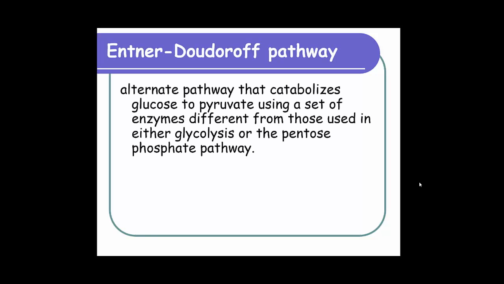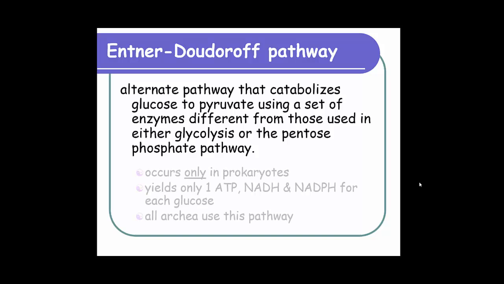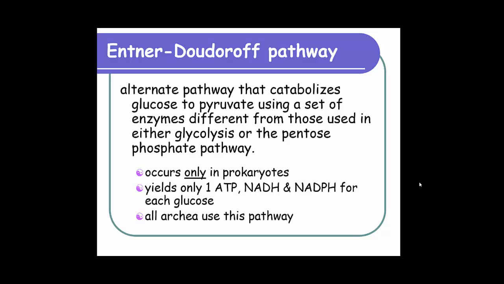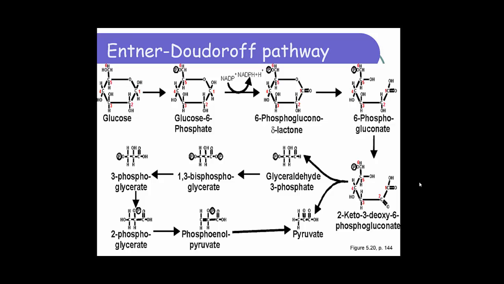The Entner-Doudoroff pathway, an alternate pathway that catabolizes glucose to pyruvate using a set of enzymes completely different from those used in either glycolysis or pentose phosphate pathway. The Entner-Doudoroff pathway, when it does occur, only occurs in prokaryotic cells. It only yields one ATP, one NADH, and one NADPH for each glucose. And all of the Archaea kingdom use the Entner-Doudoroff pathway exclusively. This is the Entner-Doudoroff pathway. Under no circumstances, memorize this pathway.